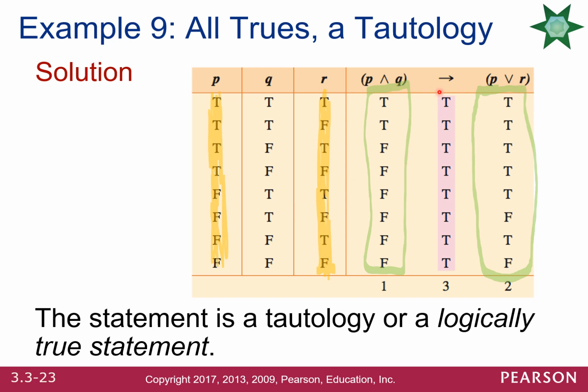So we have T, T resulting in a T, T, T resulting in a T, F, T results in a T, F, T again a T, F, F is a T, F, T is a T, F, F is a T. We do not have any cases where the first one is a T but the other one is a false. So we have all true evaluations once we complete the conditional evaluation, and it shows all trues. That's what makes it a tautology.